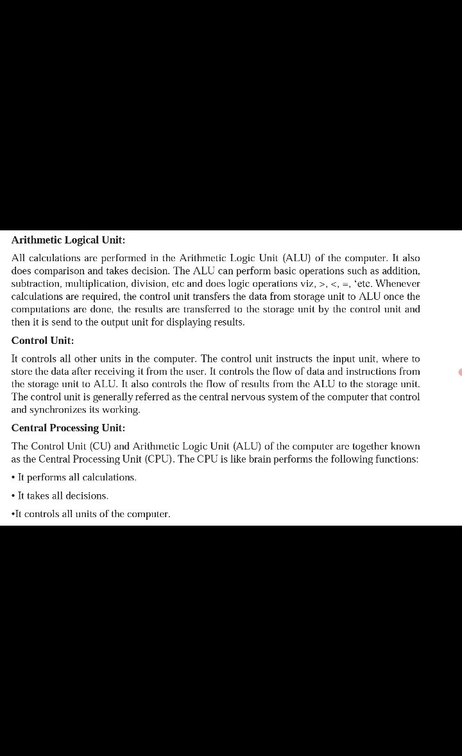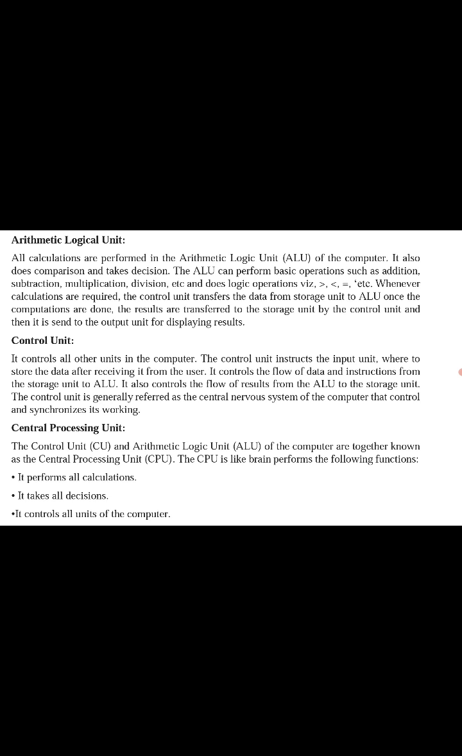So what are arithmetic operations? They mean doing additions, subtractions, multiplications, divisions, like that. Logical unit means doing comparisons like less than, greater than, equal to, not equal to, like that. And the other unit is called the control unit. ALU is the main part.